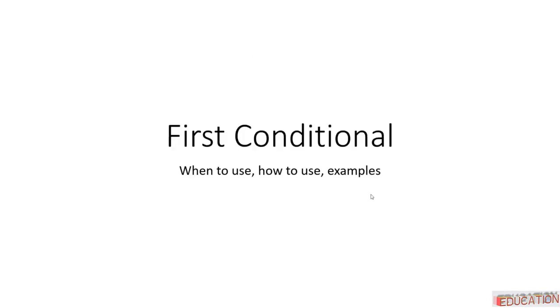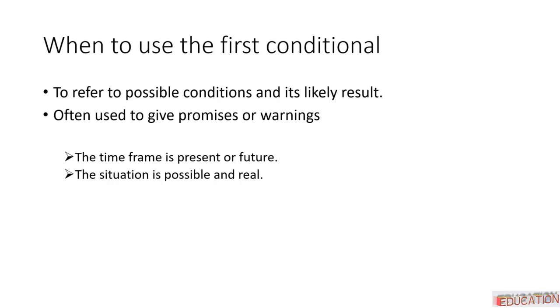This lecture looked at the first conditional. We look at when to use it, how it is formed, and we give some examples. So we use the first conditional to refer to possible or probable conditions and their likely results, and they're often used to give promises or warnings.